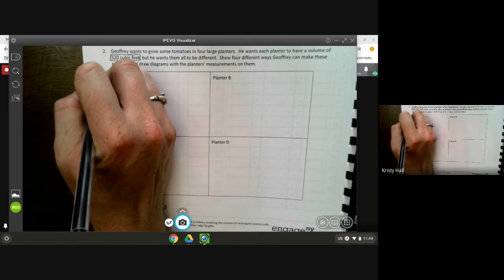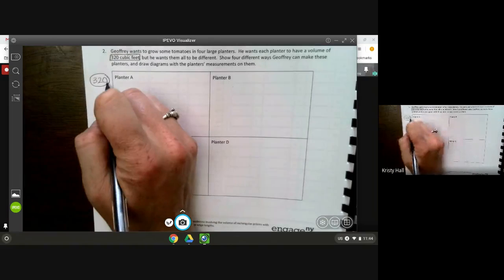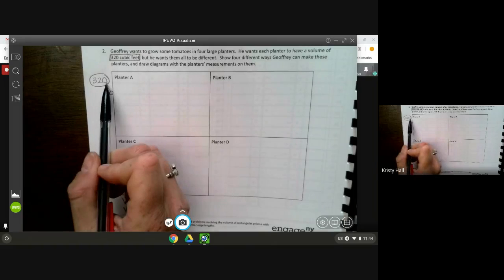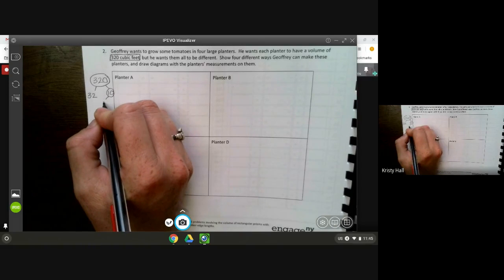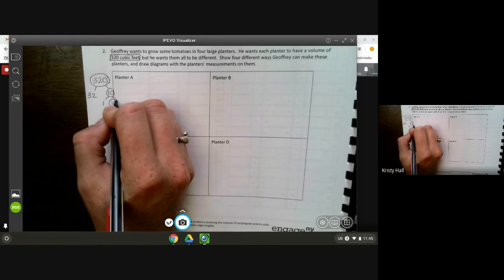Now, one thing that's standing out to me already is that 320 has a 0 at the end, right? So when I see a 0 at the end, I know that something's being multiplied by 10. And in this case, if I took off the 0, I have a 32. So this is going to help me because now I can break up these numbers into numbers I can multiply to get 32 and 10. So I'm going to do one to start you off. I know that I can break up the 10 into 1 and 10.